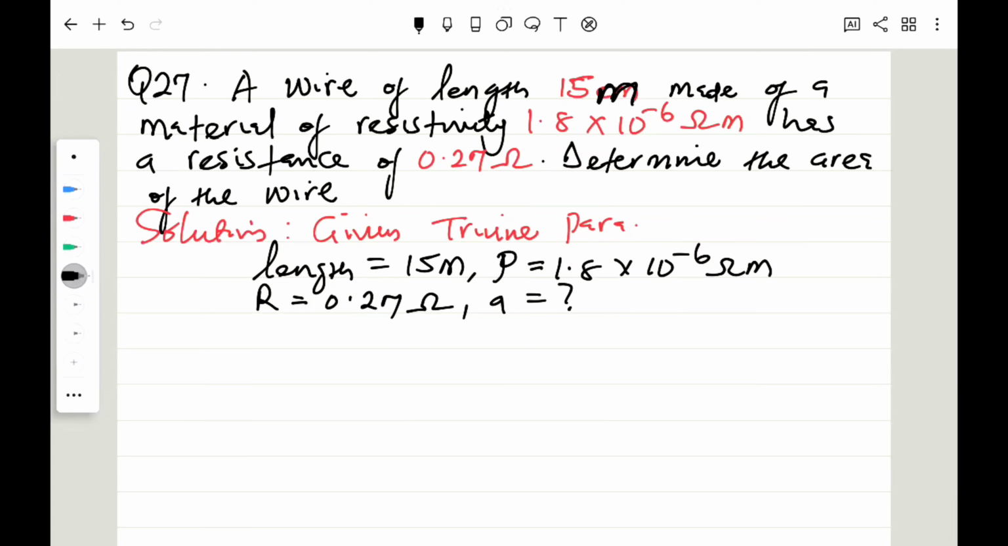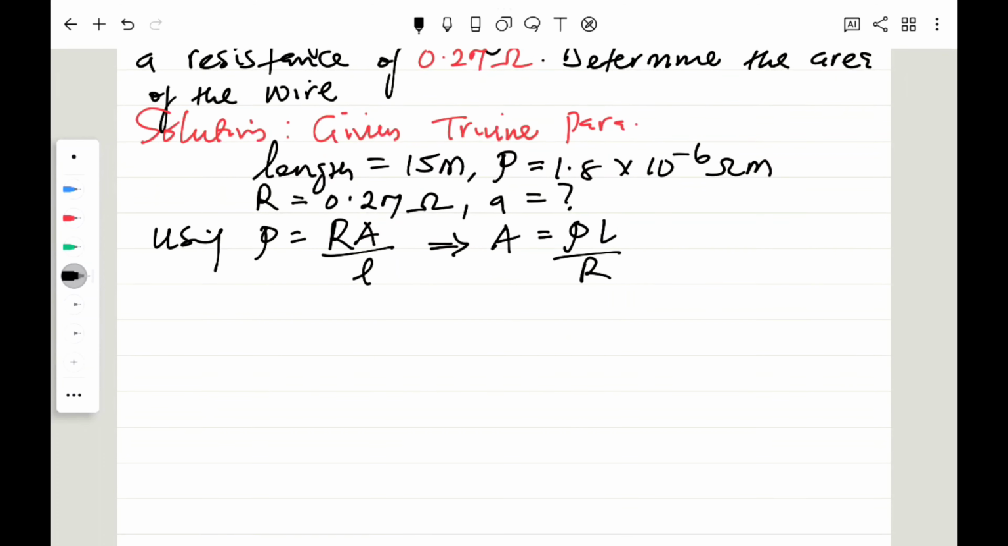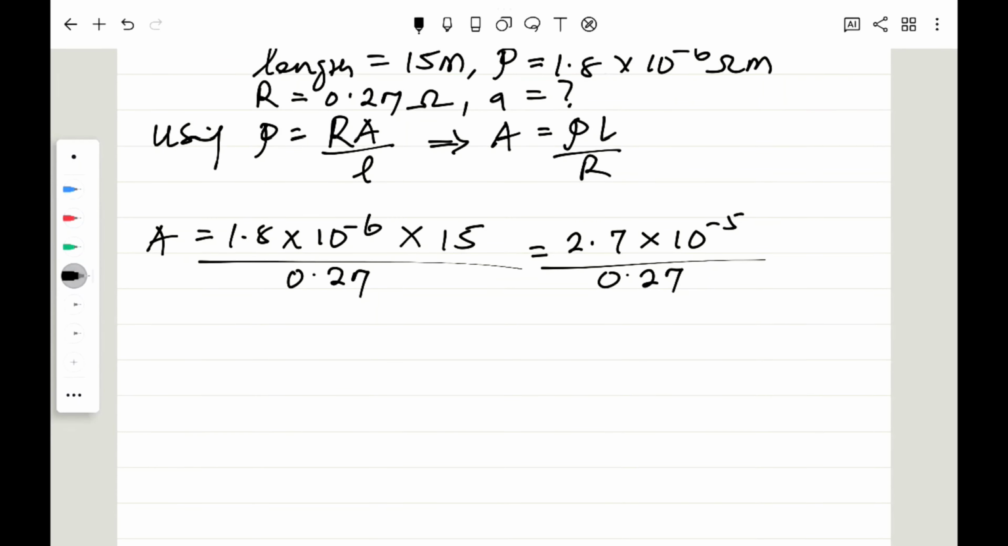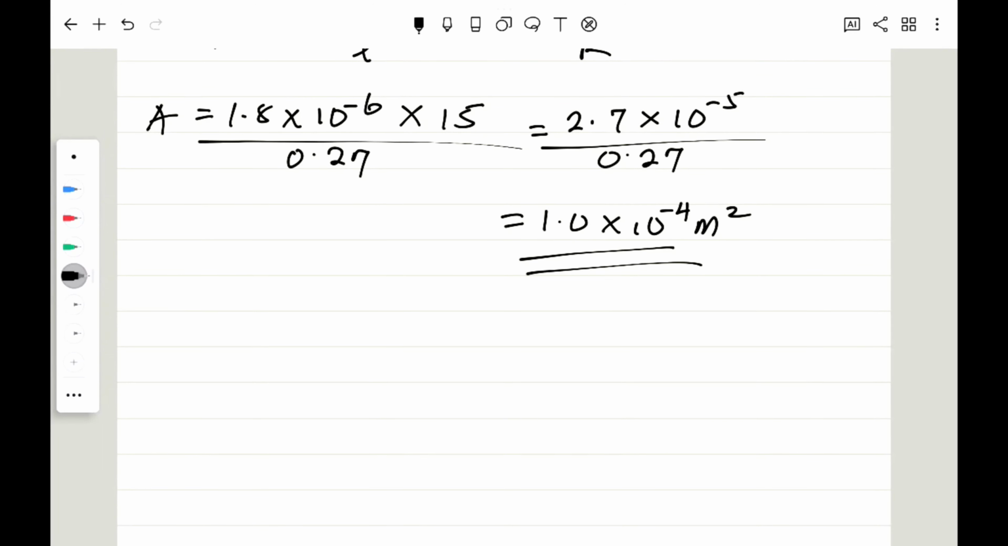So recall that resistivity is equal to RA over L. We are looking for A. So A is equal to resistivity multiplied by length over resistance. So A is equal to 1.8 times 10 raised to minus 6 times 15 over 0.27. So that 2.7 times 10 raised to minus 5 over 0.27. Our area is equal to 1.0 times 10 raised to minus 4 meters squared. This gives us our final answer.